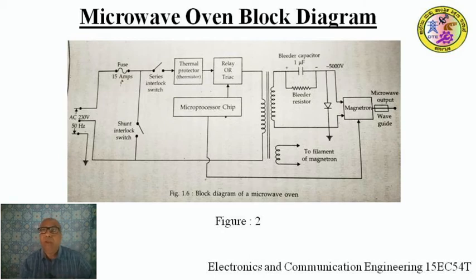There are three power levels. For high, the microwave generator magnetron remains on continuously. For medium, it remains on for 10 seconds and off for 10 seconds. For low, it remains on for 5 seconds and off for 15 seconds. This timing is controlled by the microprocessor. So the controller activates the microwave generator using either a relay or a triac.